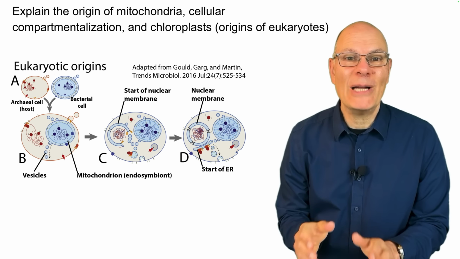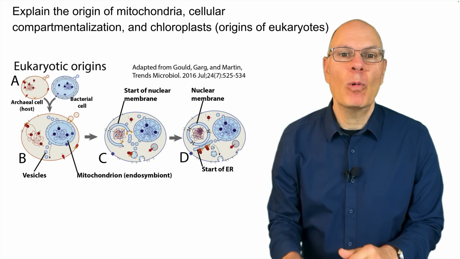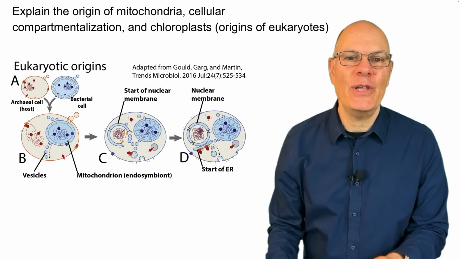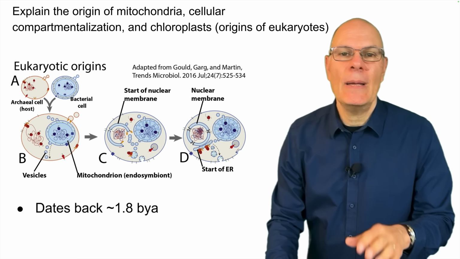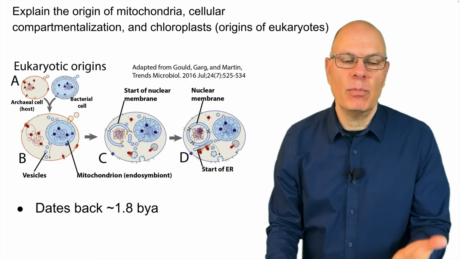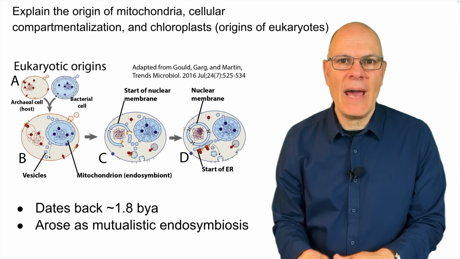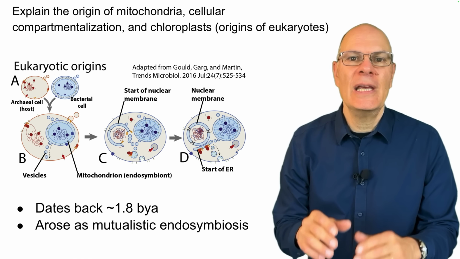Explain the origin of mitochondria, cellular compartmentalization, and chloroplasts. What we're explaining is the origin of the eukaryotes. When did this happen? About 1.8 billion years ago. Before that, there was nothing on Earth but prokaryotes. How did this happen? It arose as a mutualistic endosymbiosis.